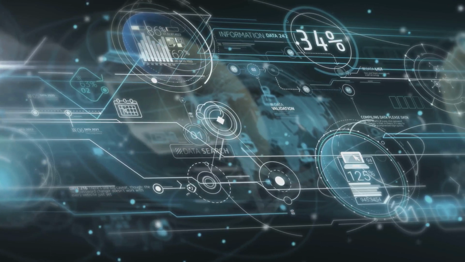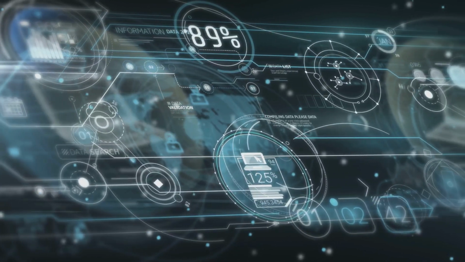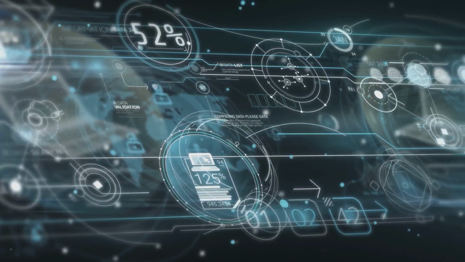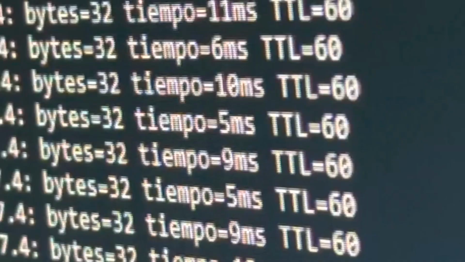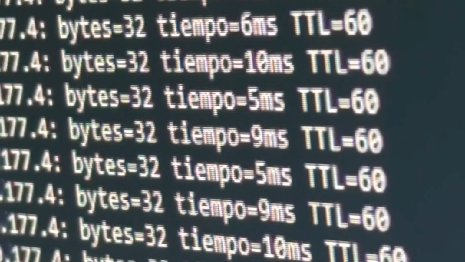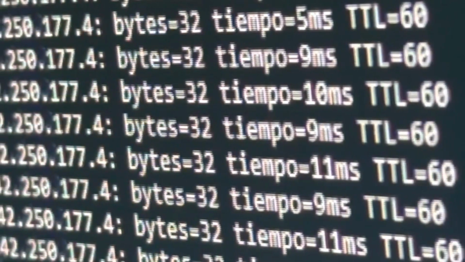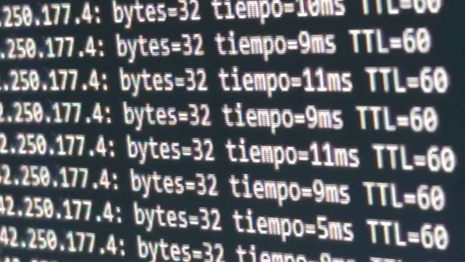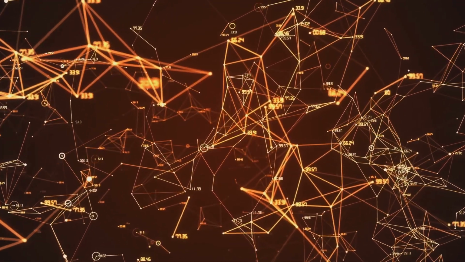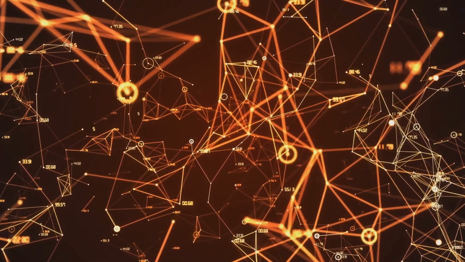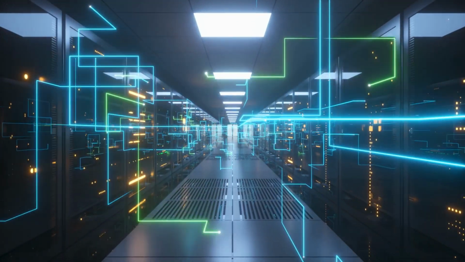Layer 3, the network layer. This layer is all about IP addresses and routing. Devices like routers and Layer 3 switches work here to forward packets between different networks or subnets. Layer 4, the transport layer. This layer ensures reliable delivery using protocols like TCP and UDP, handling error checking, retransmission, and flow control. Together, these layers describe how data travels from your device across the network to its destination, and understanding them helps us identify what each network component does.